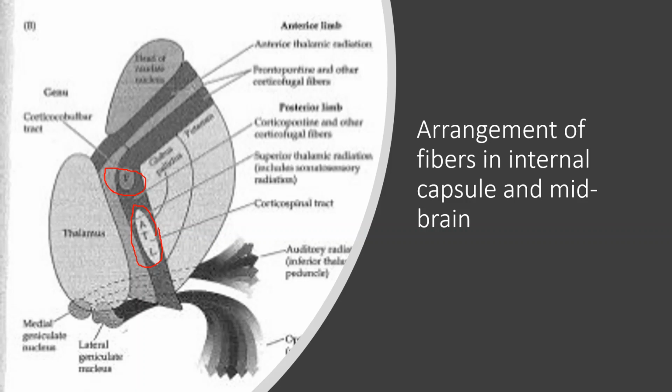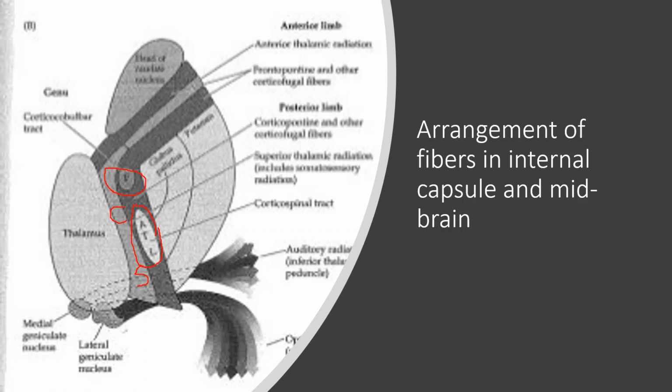So here the fibers are arranged as the upper limb fibers. The cervical fibers are closer to the genu, whereas the sacral fibers are distant away from the genu. So it is cervical, then thoracic, then lumbar, and then sacral. That's how it is arranged. So the sacral fibers are distant away.